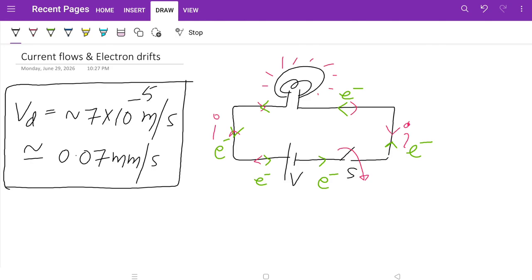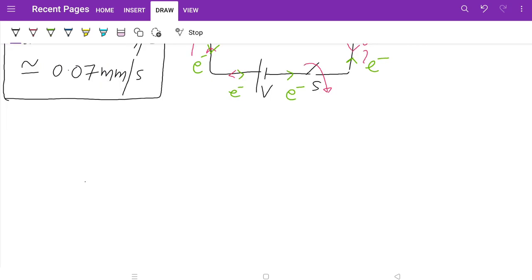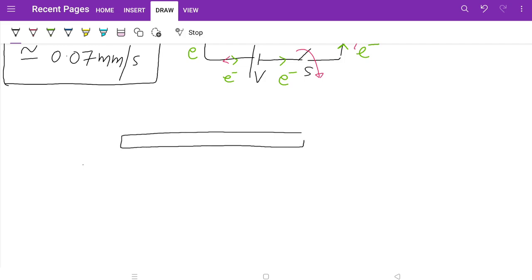Now how does the bulb glow very instantly, at the instant the switch is closed? Doesn't it raise a big question, right? To understand this, let's first understand a small analogy.